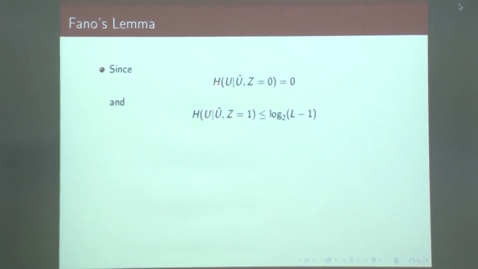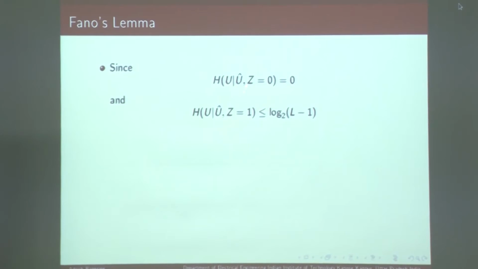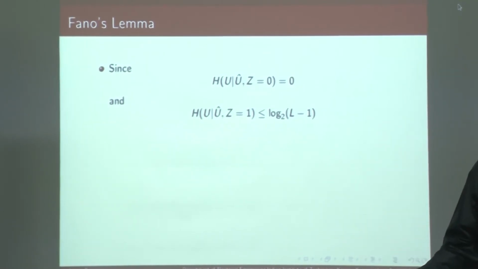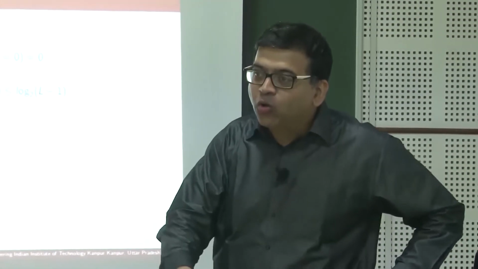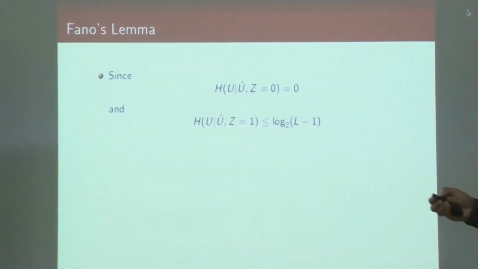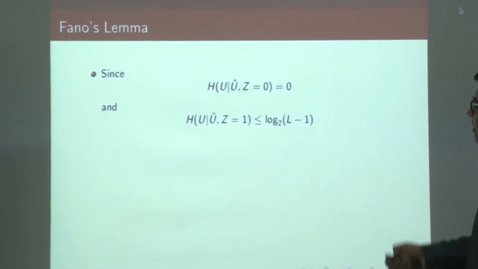So, I am saying uncertainty in U given U hat and Z equal to 0 is 0. Why? Exactly, when Z is equal to 0, U is equal to U hat. So, since U hat is given and Z is 0, you know what your U is. So, there is no uncertainty. So, given that Z is equal to 0 and given U hat, you know precisely what U is. So, there is no uncertainty.